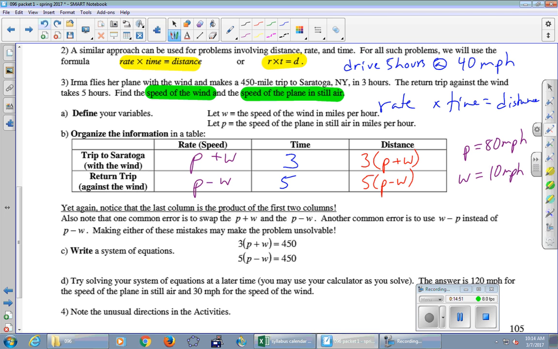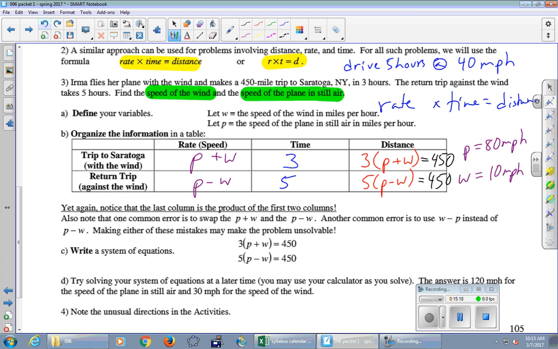Okay, now we need some equations. There's only one piece of info we haven't used yet. This is the 450. We know that 450 is the distance between the start and Saratoga. So that means this thing must equal 450, agree? What about the other distance? It's also 450. It's the same trip, right? You're going out and then you're coming back. 450 miles both times.